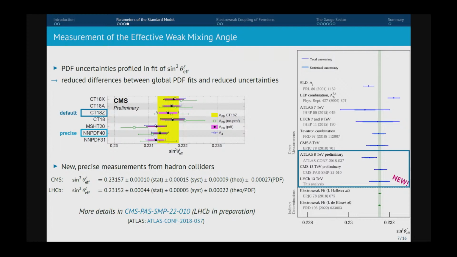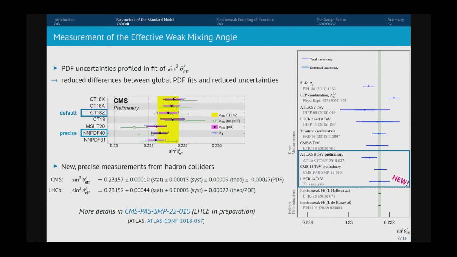CMS, because they combine the central region and the forward region, can profile uncertainties on the proton PDFs. And this is shown here. If you compare the black markers with the green, you will see that this profiling reduces the uncertainties overall of the PDFs, and it also moves the results obtained with different global PDF sets closer together. And the measurement is shown here from CMS. The measurement is dominated by far by PDF uncertainties. So these uncertainties in proton structure are a large source of uncertainty for us.